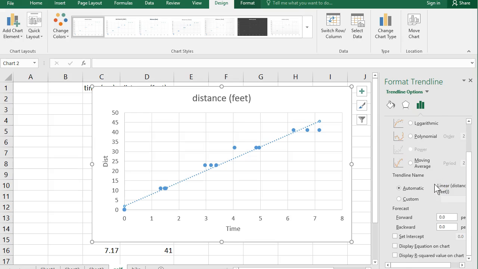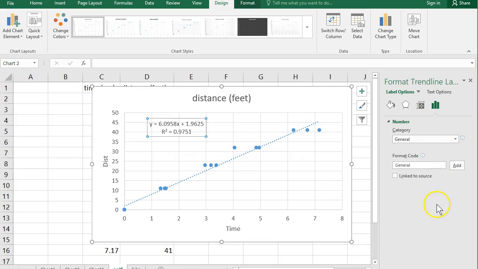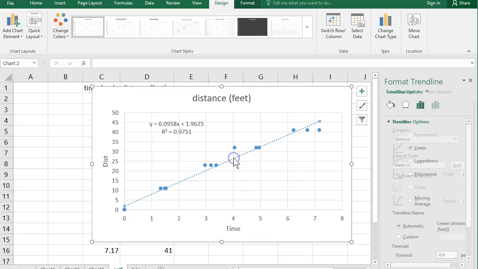So if I go to the bottom of this, let's go ahead and check the things I know I'm going to check. I'm going to display R square value on chart, and I'm going to display the equation on the chart. And you can see right here, I have an equation and an R square value. But there's one other thing we need to think about. Oh, let me get back here.